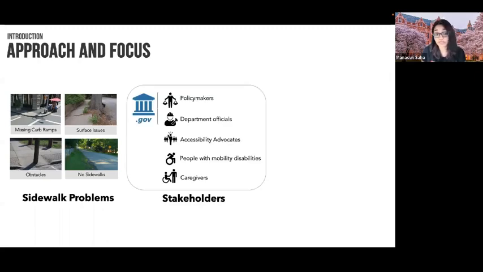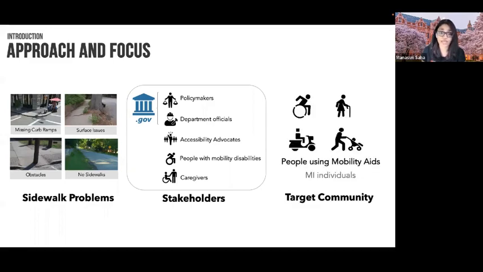We took a multi-stakeholder approach to understand visualization needs of 5 groups, including policymakers, department officials, accessibility advocates, people with mobility disabilities, and caregivers. We define people with mobility disabilities as individuals using some form of mobility aid, such as a wheelchair, cane, walker, or a stroller.